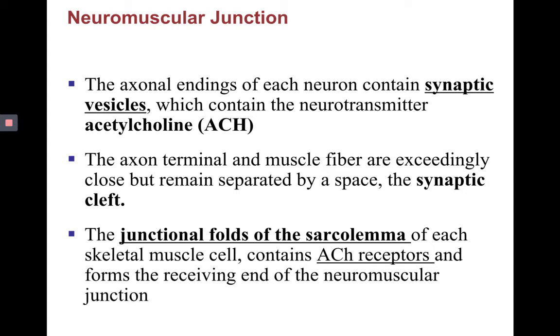So acetylcholine actually has to be secreted from the synaptic vesicles via exocytosis and travel across the synaptic cleft, or that space, in order to get to the receptors on the junctional folds of the sarcolemma. So again, the receptors for acetylcholine are on the sarcolemma. The vesicles of acetylcholine are in the axon terminals, so there's exocytosis and travel in order to get the acetylcholine to bind to the receptors for themselves on the sarcolemma.